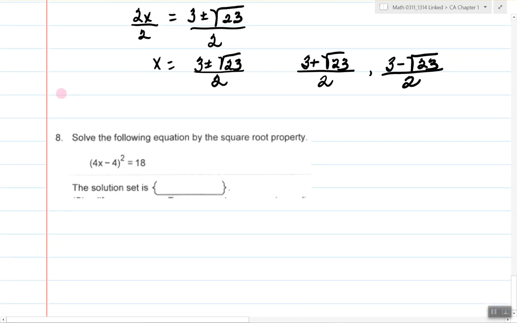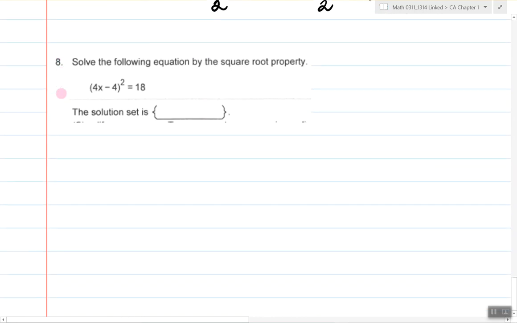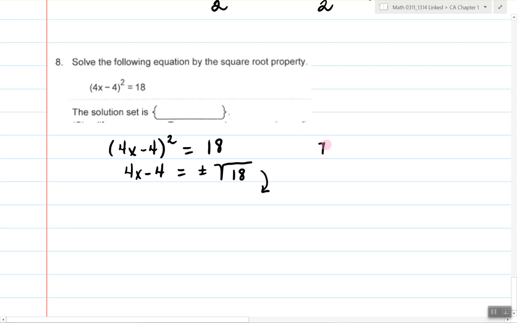And I think that the next one is our final problem. All of these have been square root property. You only use it when it's appropriate, meaning that on one side you have a quantity squared and it's equal to a constant. So I have parentheses 4x minus 4, quantity squared is equal to 18. Square root property says take the square root of the left side equals plus or minus the square root of 18. And I always want to know if that can be simplified, so I'll go over here.